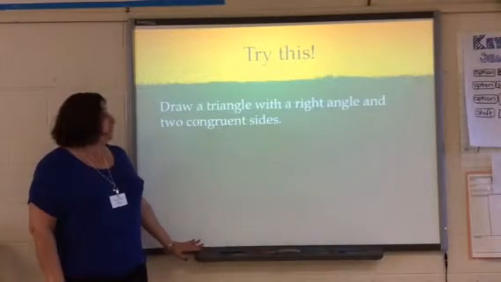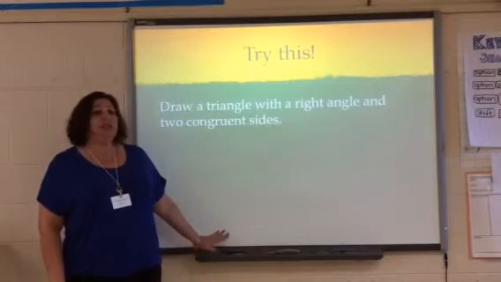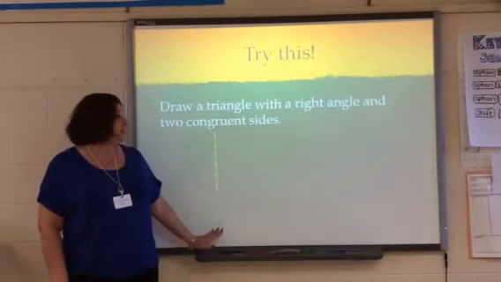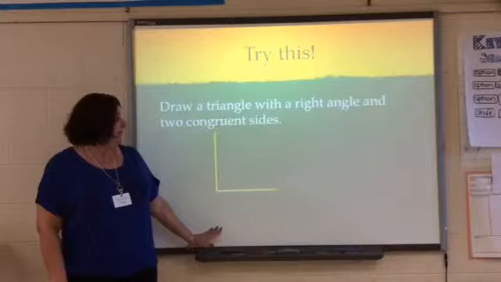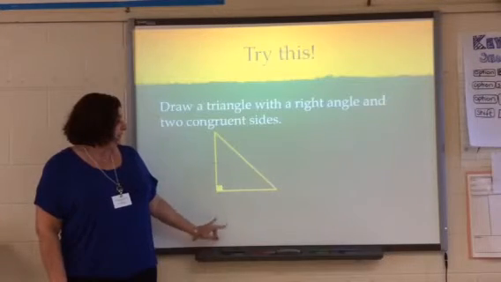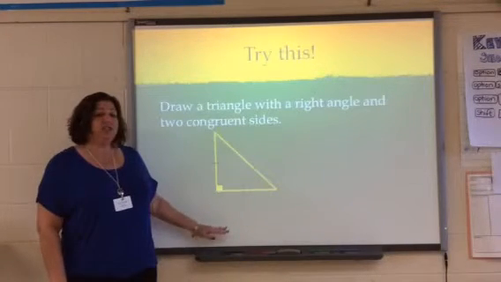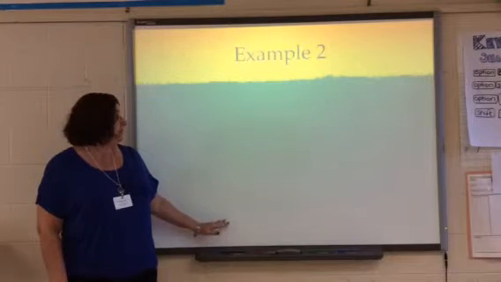Try this one. Draw a triangle with a right angle and two congruent sides. Here's my right angle, my sides are congruent, and I connect it. I indicate that these two sides are congruent with one hash mark.